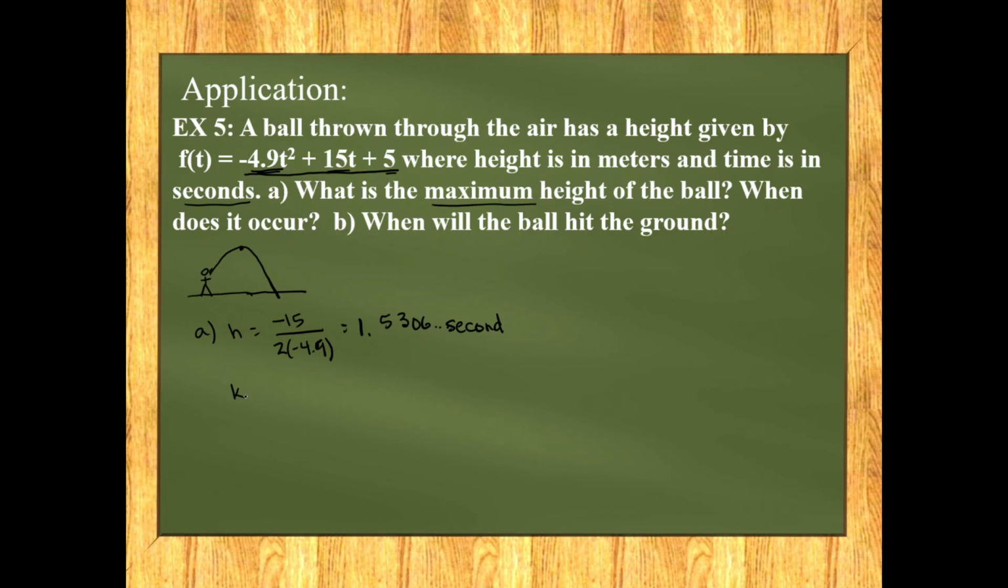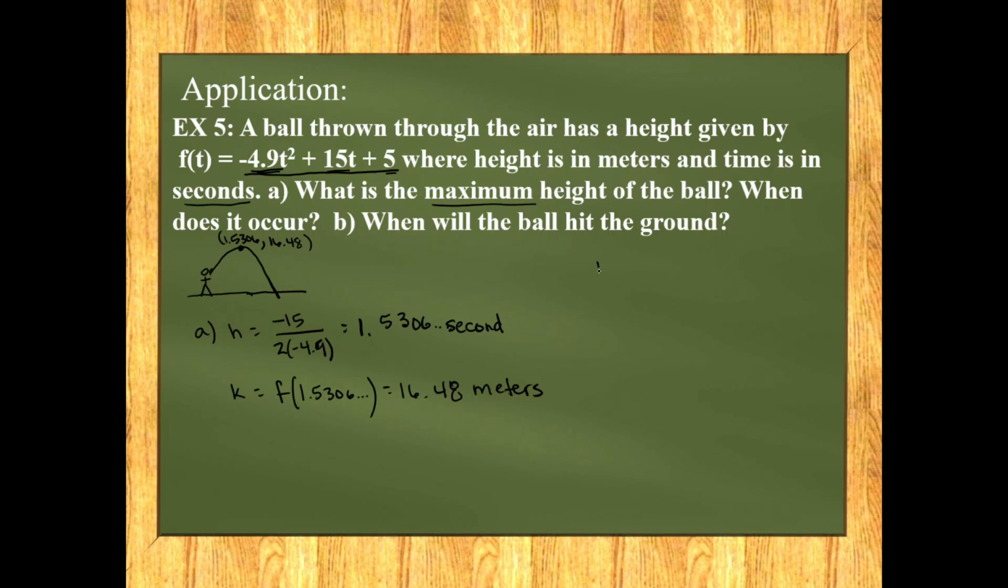Okay, so now I need to find the k value. So I'm going to find f of 1.5306. So I'm going to put that in my calculator, and what I end up with is 16.48 meters. Okay, so that's this point right here, 1.5306, 16.48. I have found the maximum and when it occurs.